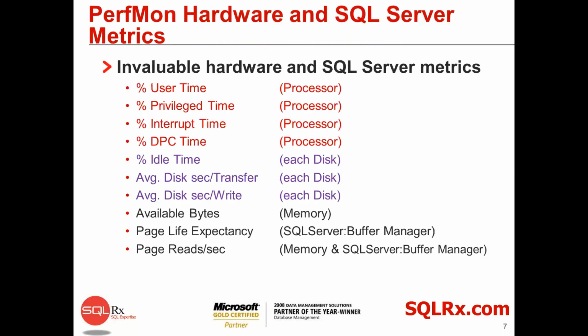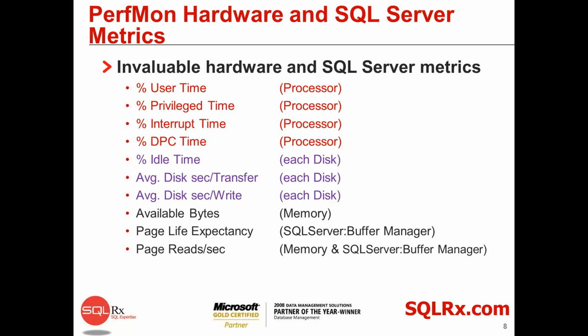The percent user time is something you want to watch for on processor. People always ask me, well, which ones do I watch? There are so many metrics in PerfMon, I don't even know where to start. This is the short list. Basically, the top 4 are processor, the next 3 are for every disk, and then you have available bytes, page life expectancy, and page reads, both for memory and SQL Server. They're separate metrics because SQL Server's memory work does not interact with the Windows memory work in terms of reads per second.